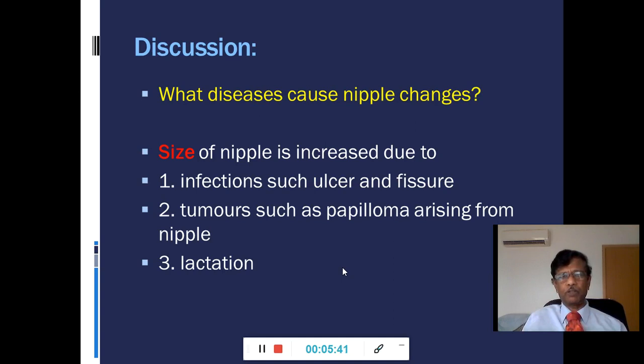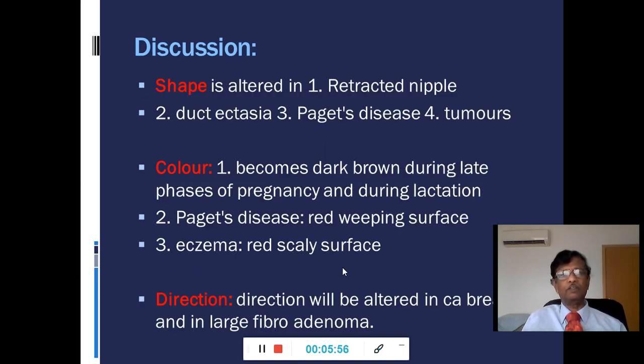there is an inflammatory process going on, such as an ulcer or a fissure. Tumors such as a papilloma can also arise from the nipple, resulting in a difference in size. During lactation, the nipple size will definitely increase. The shape of a nipple is altered in a retracted nipple or in duct ectasia, third in Paget's disease, or sometimes tumors arising from the nipple also.